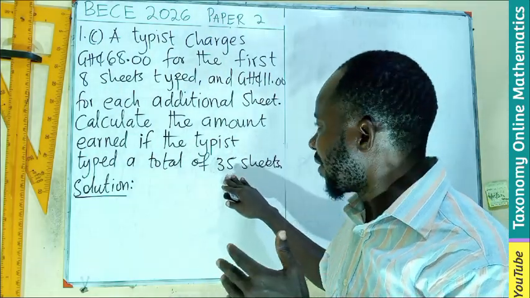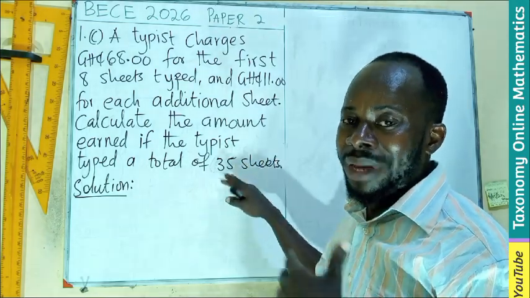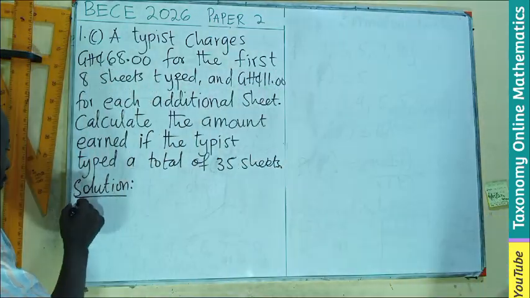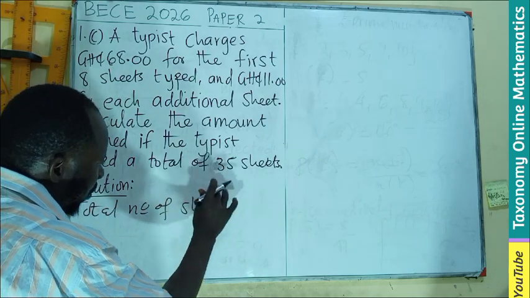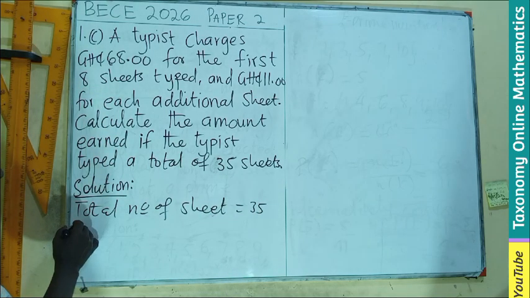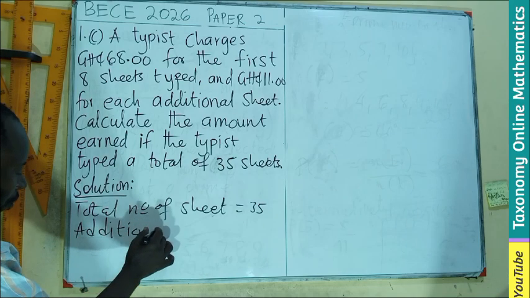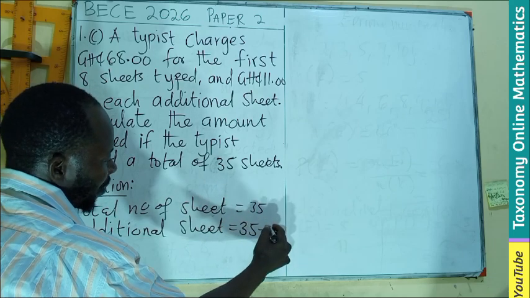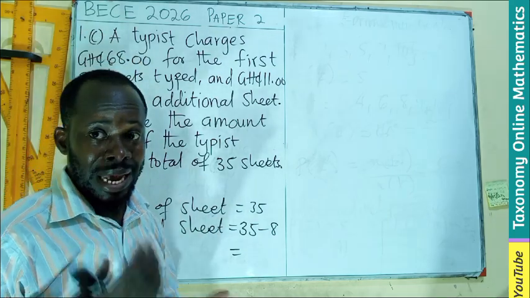That's the concept. So first, the total number of sheets is 35. Then the additional ones will become 35 minus the 8. That's the concept we need to look at. So we have total number of sheets is 35. Then we also have additional, which is going to be 35 minus what? The 8.